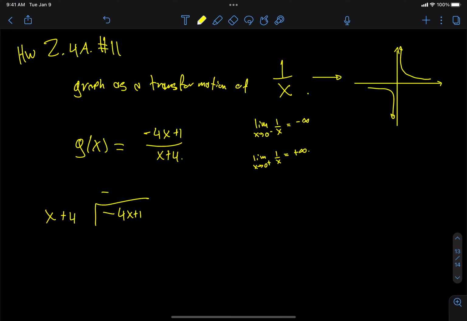I think we just get negative 4, and then we would subtract negative 4x plus, actually not plus, but minus, negative 4x minus 16, right? So then the negative 4x cancels with negative 4x. We subtract negative 16. We get 17. Okay, we get 17. So the answer of this division is negative 4 plus 17 divided by x plus 4.